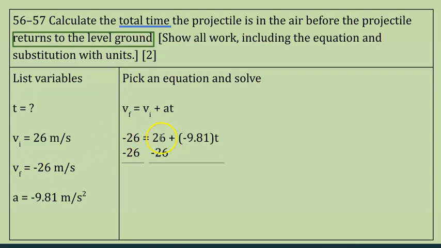Be careful here because negative 26 minus 26 is not 0, although it may make you think of 0 when you look at it. The 26 minus 26 cancels out, and this turns into negative 52 equals negative 9.81 t. My next step is to divide both sides by negative 9.81. And that leaves me with my answer. 5.3 seconds is time.